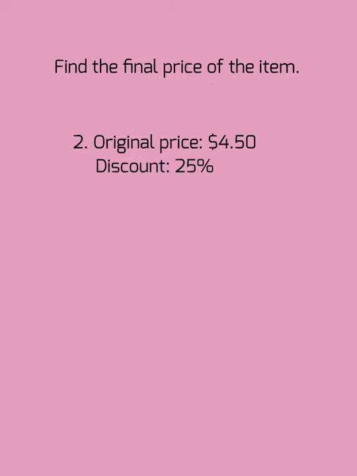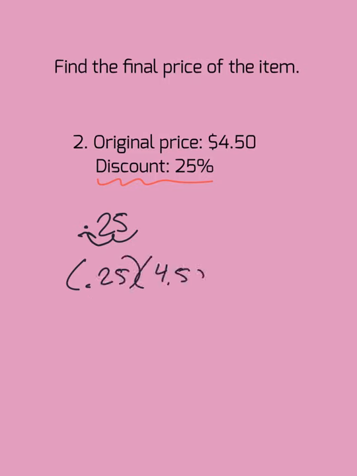Okay, and number 2, we have the original price is $4.50, and our discount is 25% off. So we have a coupon. And so we want to take our 25% and move the decimal over twice. It always starts at the end if there's no decimal, and so now it will go here. So we have 0.25 times our original price of $4.50, and it says 1.125, but it's money, so we're going to round it to just that second decimal, $1.13, and so this is our discount.